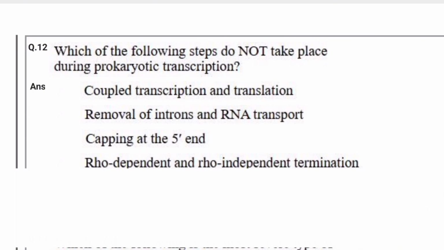Let's see the next question. Which of the following steps do not take place during prokaryotic transcription? Options are coupled transcription and translation, removal of introns and RNA transport, capping at the 5' end, rho dependent and rho independent termination. For this, the correct answer is capping at the 5' end.